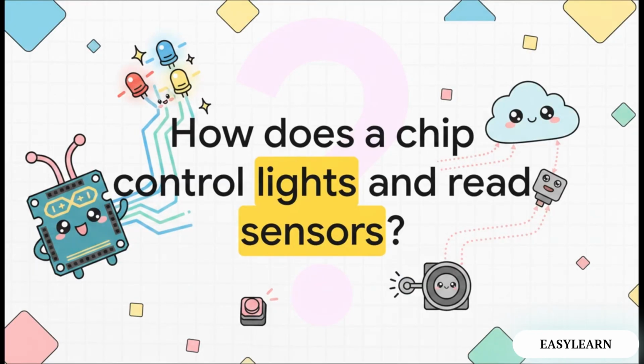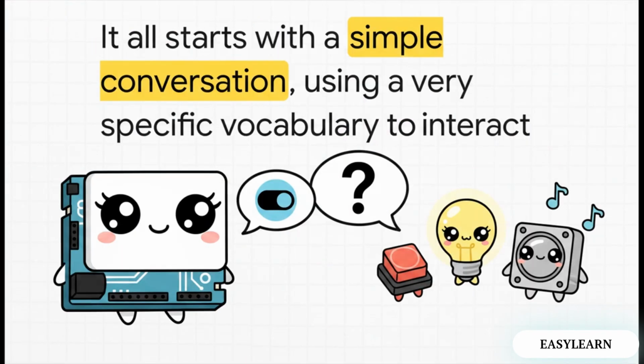Yeah, so that's the big question, right? How does this little computer chip, this digital brain, actually reach out and interact with the real physical world? How does it make lights blink, motors whir, or even just read what a sensor is telling it? Well, the answer is actually way simpler than you'd probably guess. It really just comes down to a conversation.